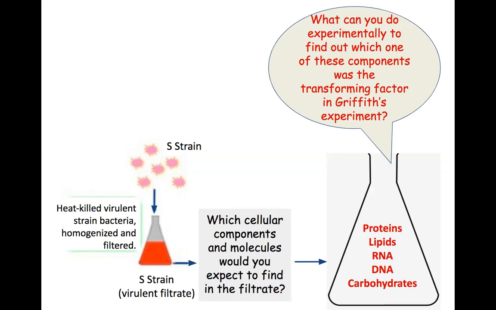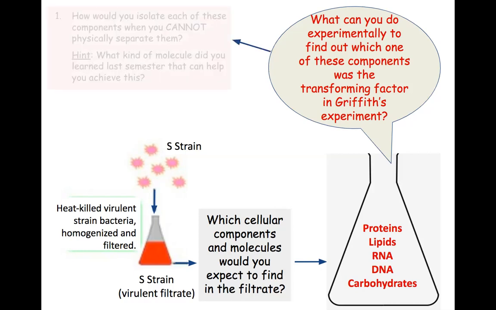Now, here is the important question for you. What can you do experimentally to find out which one of these components was the transforming factor in Griffith's experiment? There are 5 major categories of molecules here. What can you do to figure out which one of these 5 is responsible for changing the rough strain into a live smooth strain?